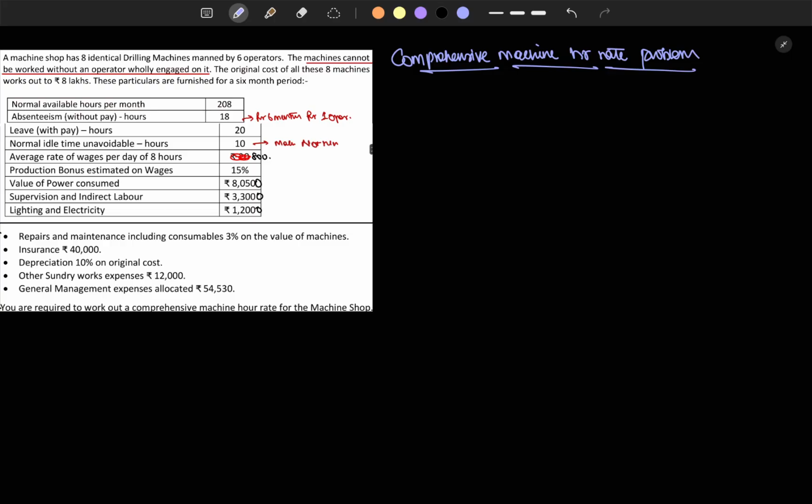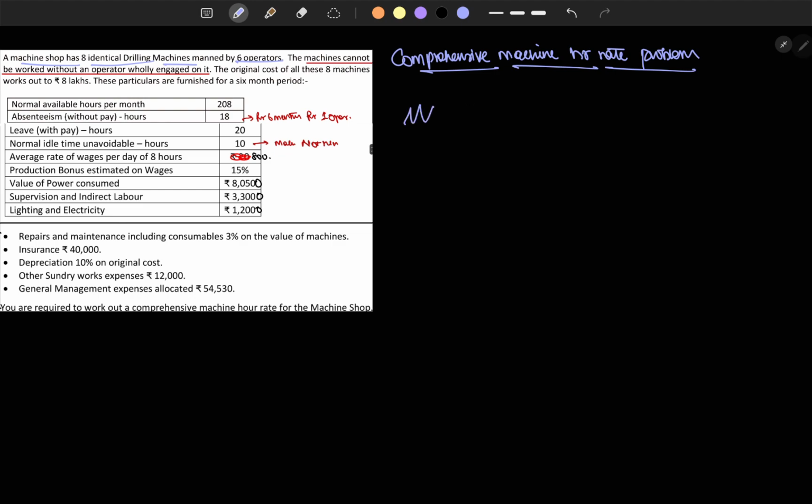Today's sum is about a machine shop that has eight identical drilling machines manned by six operators. I'll tell you what the special adjustment is that comes under the machine hour rate while I'm solving the problem. Now let's get into it.